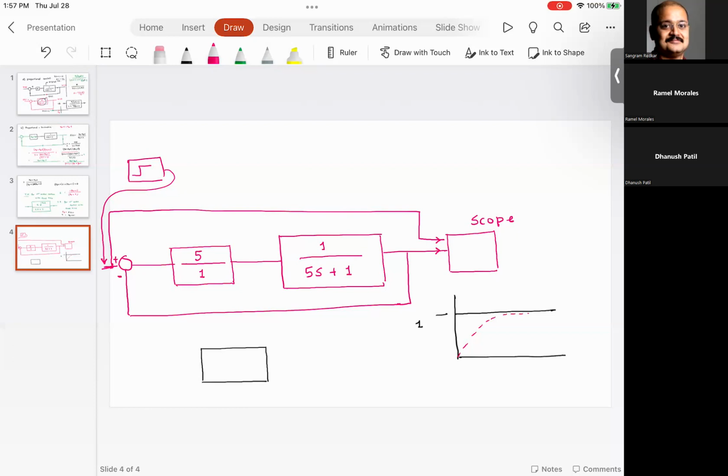Alternatively, what you can do is copy and paste your code below, remove the gain block, and add this transfer function block. So this is something that can be done. Copy and paste the whole thing, but add this transfer function block.